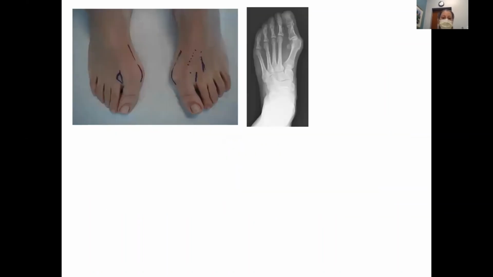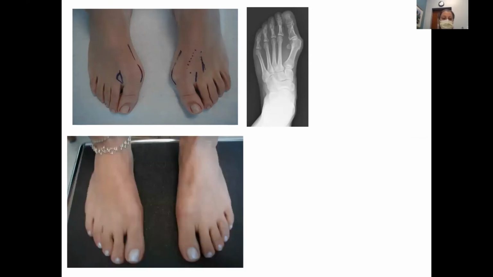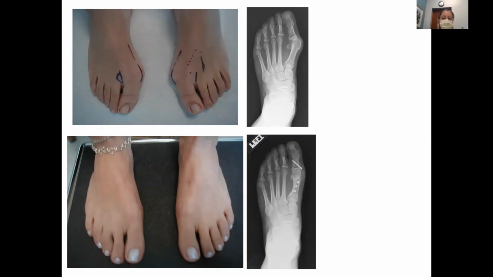Here's an example of a patient. You can see she has bilateral bunions. These are the x-rays of her left foot. And then those are post-operative x-rays right here where you can see that they are, once again, well aligned. And we're just showing x-rays of the left side. There you can see the bunion correction that she underwent on the left side as well. But clinically, you can see the better position of the great toe.